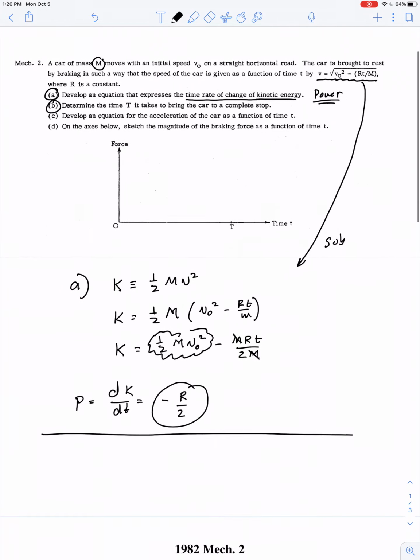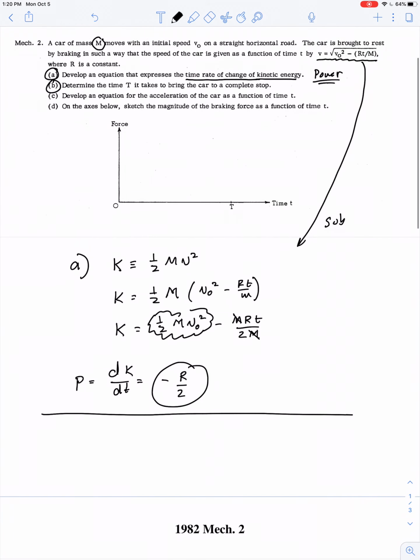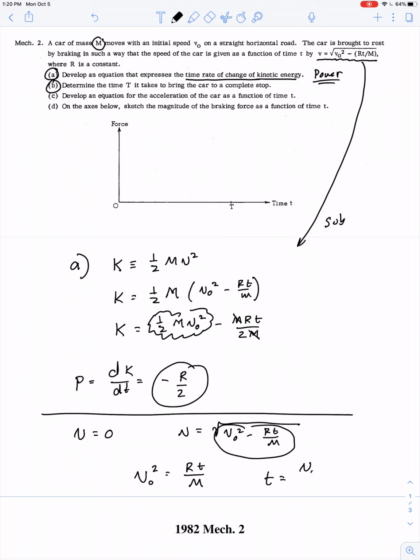Part B, determine the time it takes to come to rest. Well, that just means the velocity has to be equal to 0. But the formula we're given is v is the square root of v0 squared minus rt over m. So that just means all of this has to be equal to 0. Or in other words, v0 squared has to equal rt over m. So t is equal to v0 squared times m divided by r.